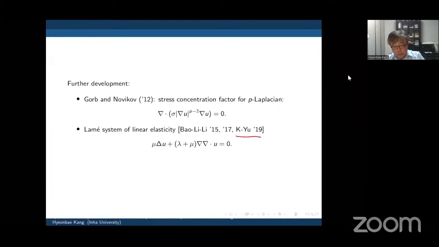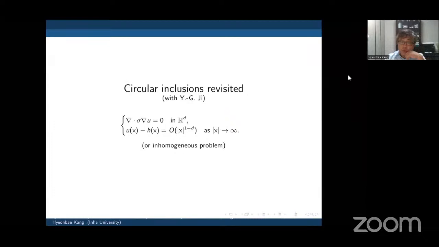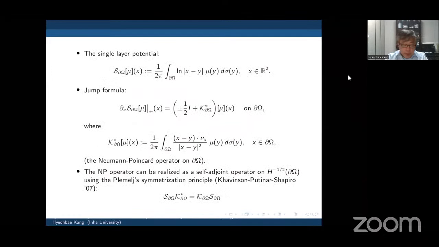Now, with my student Yongguan Ji, we consider the circular inclusion case. Actually, we started this project to understand the Dong and Li result using the Neumann-Poincaré operator. So the equation is this, and it works for the inhomogeneous problem. Our technique here is layer potential theory.